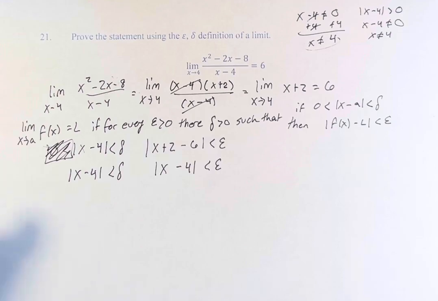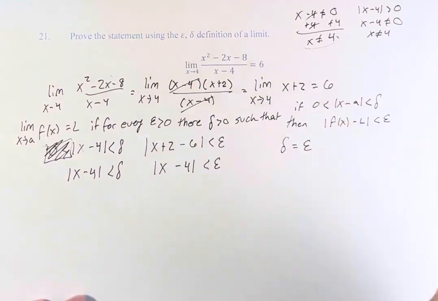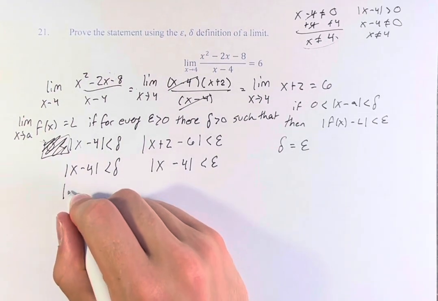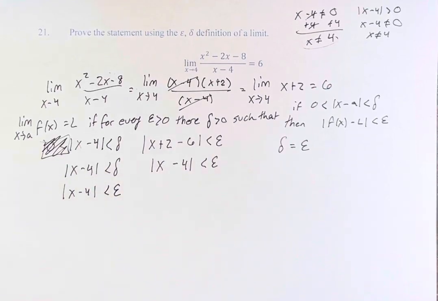And in doing so, since the absolute value of x minus 4 is less than delta and it's less than epsilon, we can say that delta equals epsilon. In order to prove that this is the case, we have to take this equation and plug in epsilon. It might seem very obvious that this is just a very simple plug in. This is the case, but we're going to do it.